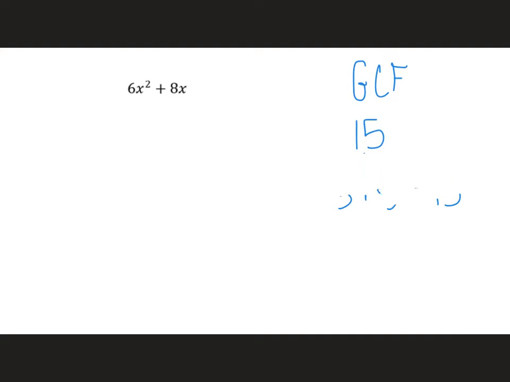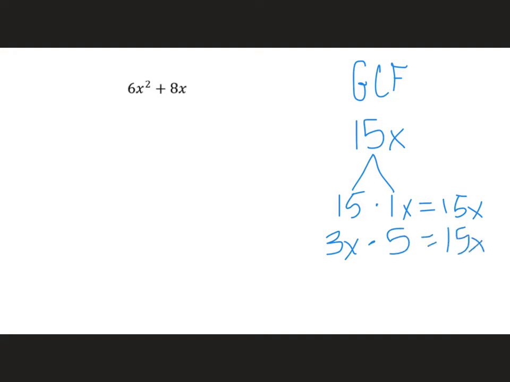Now, if we didn't have just 15, but let's say that we had 15x. Now, 15x could have factors of 15 and 1x. So 15 times 1x would equal 15x. It could also have factors of maybe 3x and 5, which would also be 15x. Maybe it could even have 3 and 5x, which would still be 15x, or even 15x and 1, which would still be 15x.